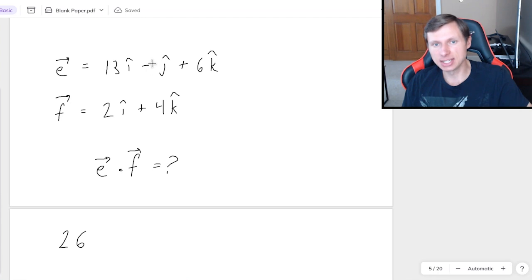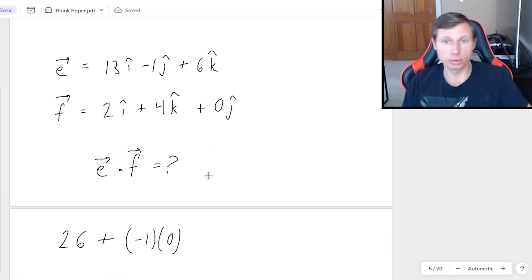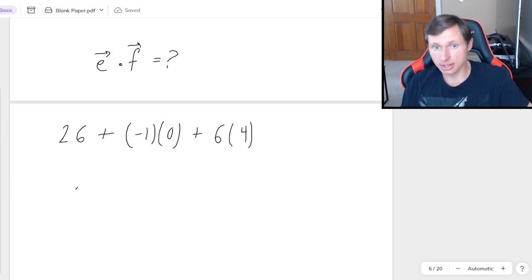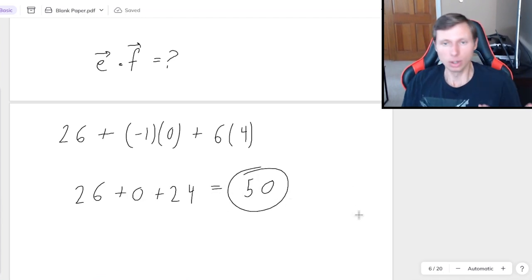For the j hats, this is a -1, don't forget that. So it's plus -1 times 0, because f doesn't have a j hat. I guess you could write 0 j hat if you want to, but it's going to be 0 for the j portion. And then plus, for the k's, 6 times 4. And then I basically just simplify and add these together. 26 plus 0 plus 24. We're going to get 50, and that's our final answer. Hopefully you got that. If not, just try it again, and hopefully it makes sense the second time.